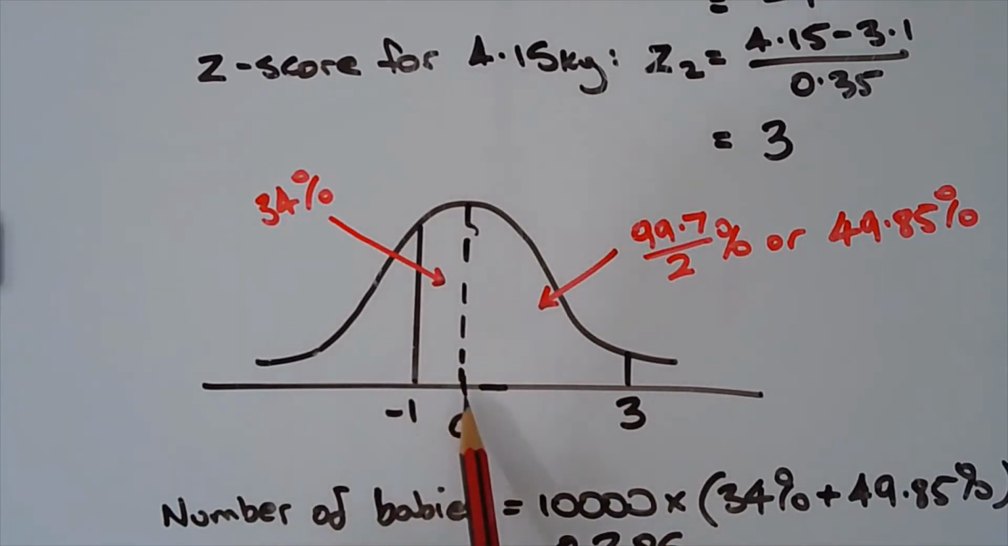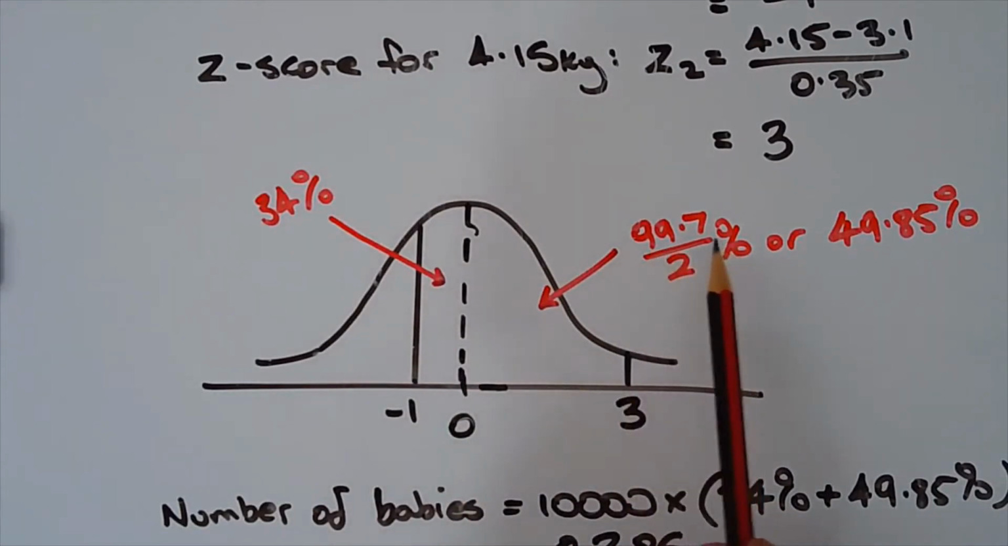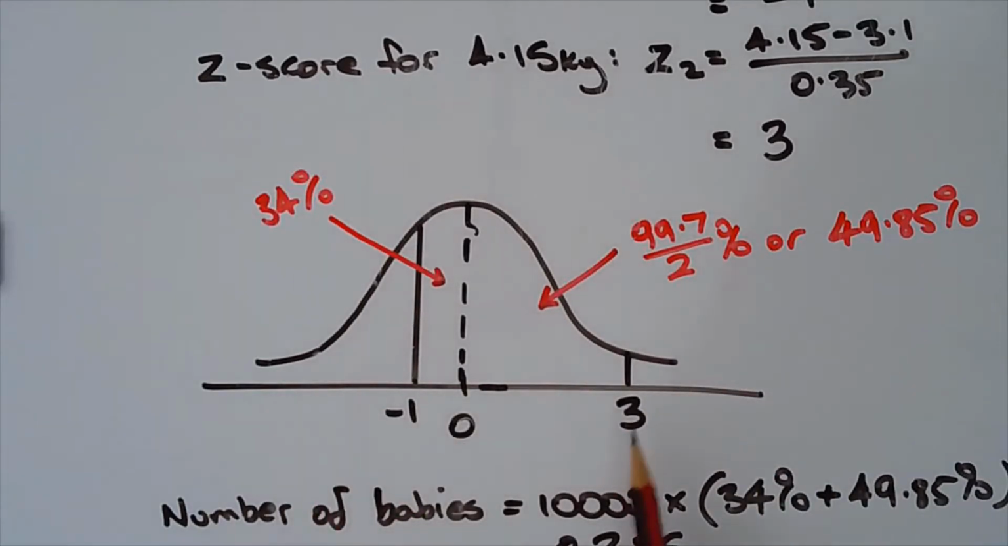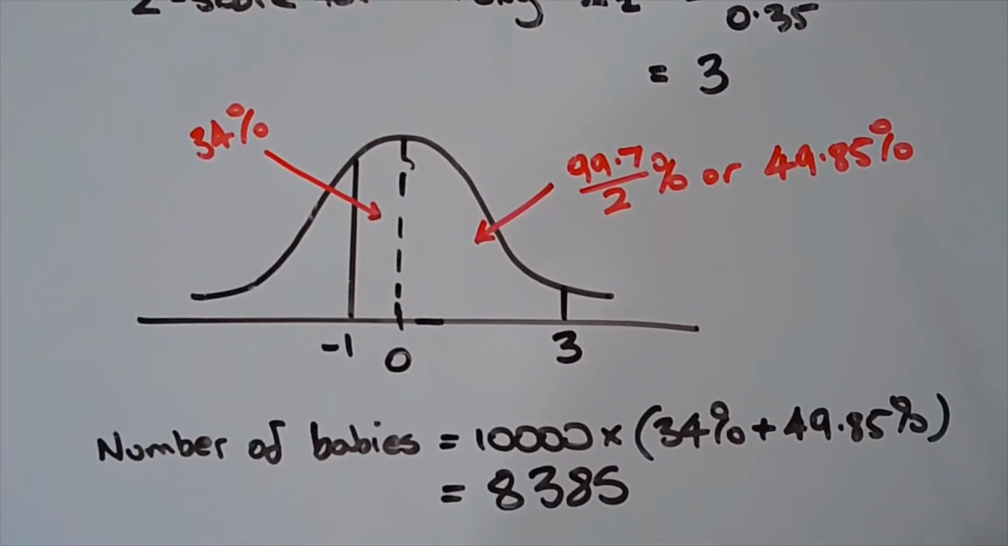Between negative 1 and 0, we know there's 34%. And between 0 and 3, the way I work that out is, I know that 99.7% of the data lies between negative 3 and positive 3. You can get that from the reference sheet. Dividing that by 2, because we're only interested in half of the normal distribution, gives us 49.85% in this region.